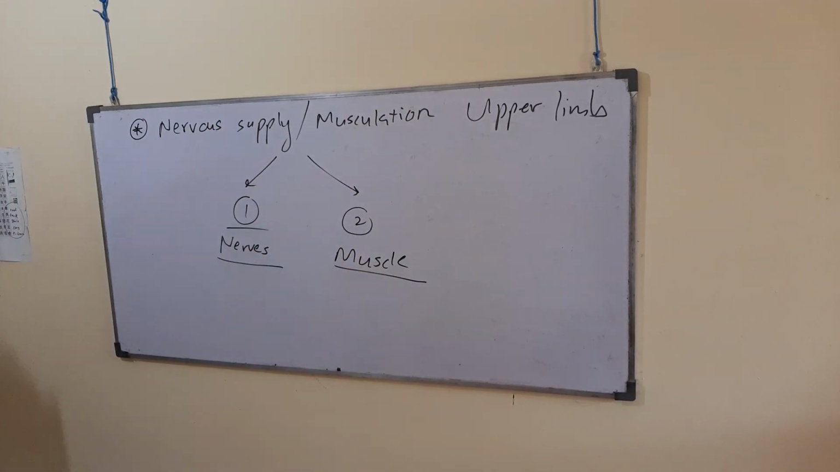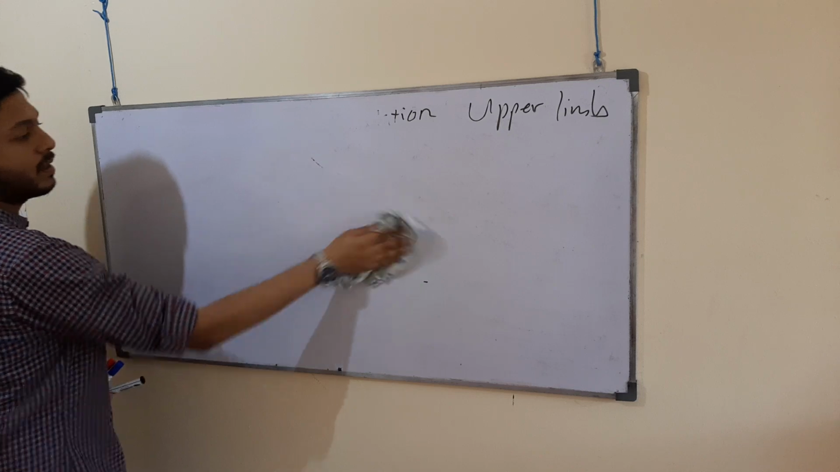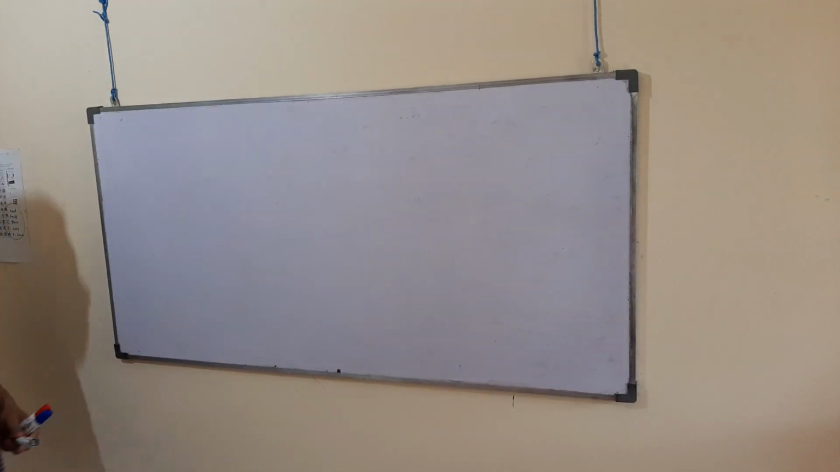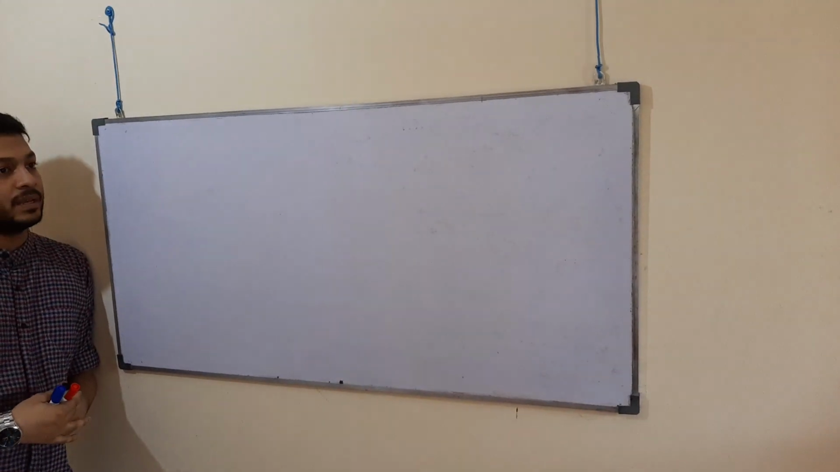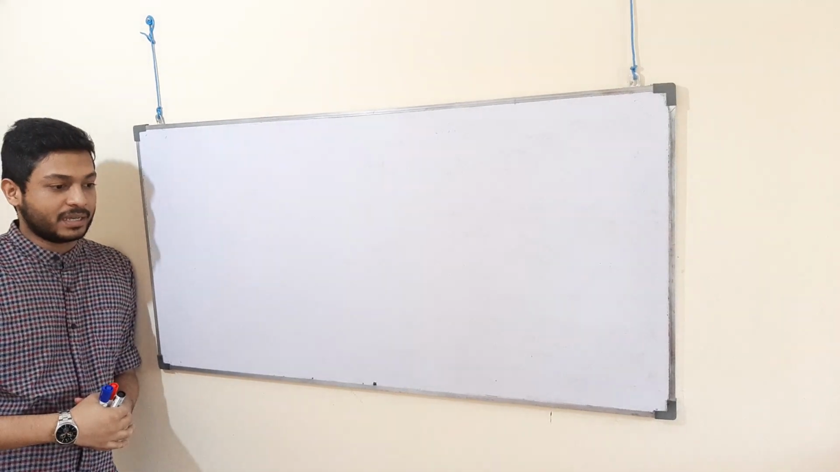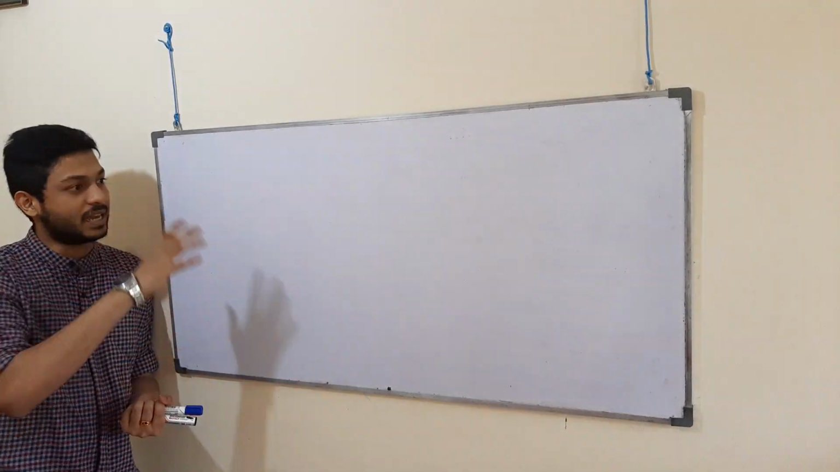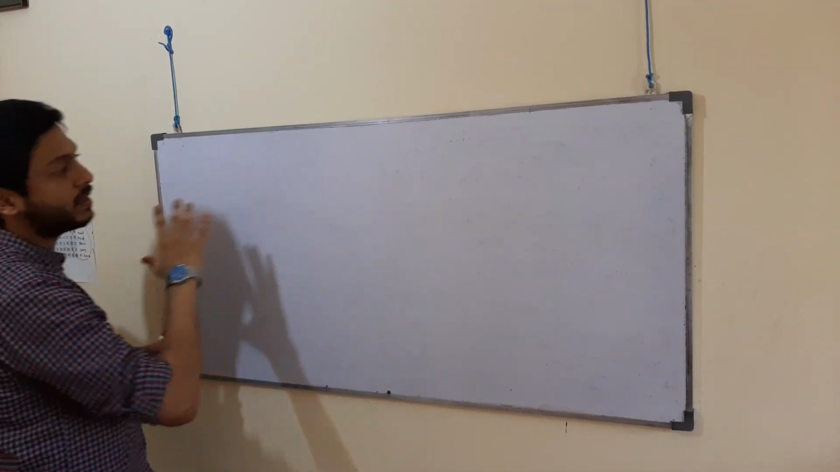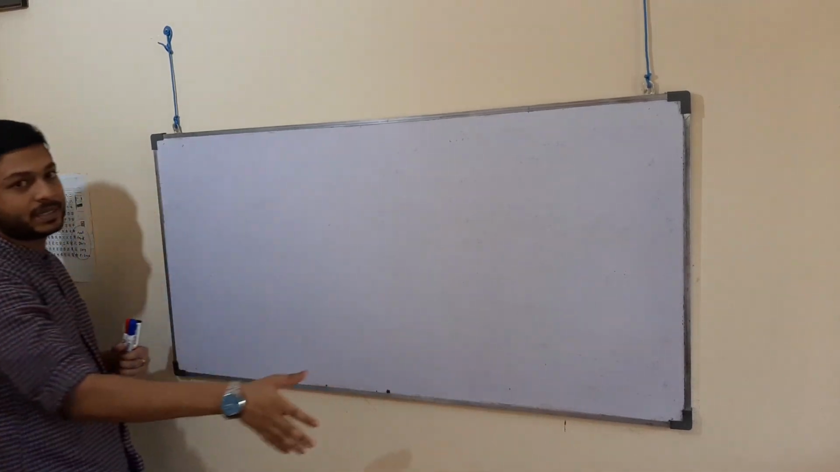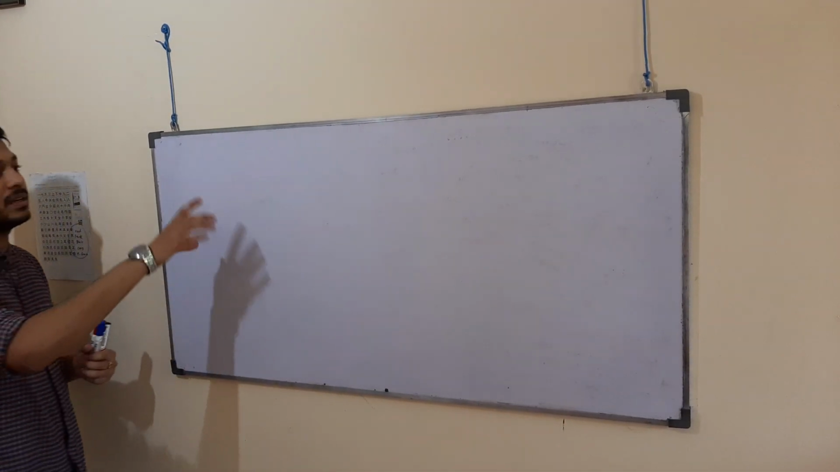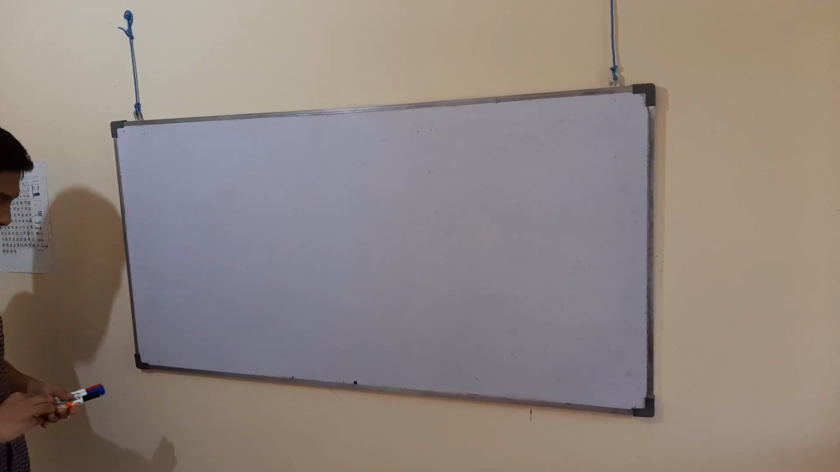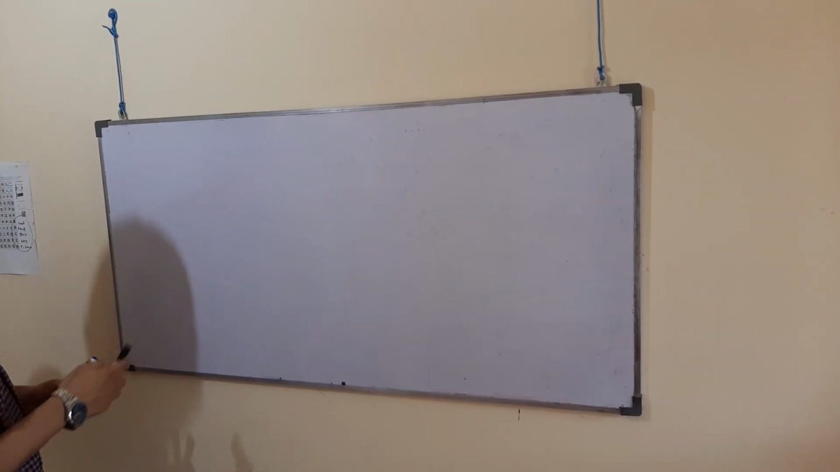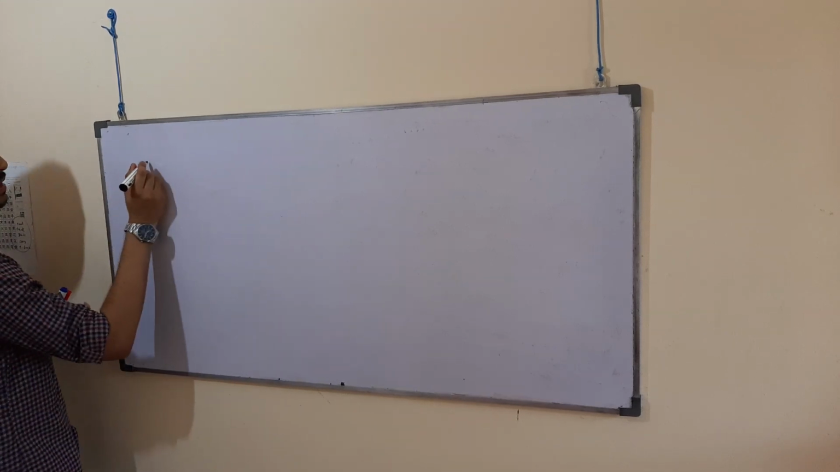So let's start from the first part. When it comes to the innervation of the upper limb, usually we should first start with the brachial plexus. The brachial plexus is a bundle of nerves which starts the innervation of the upper limb. I won't be discussing the entire brachial plexus, just the parts which innervate the upper limb. So we should start from the roots of the brachial plexus.